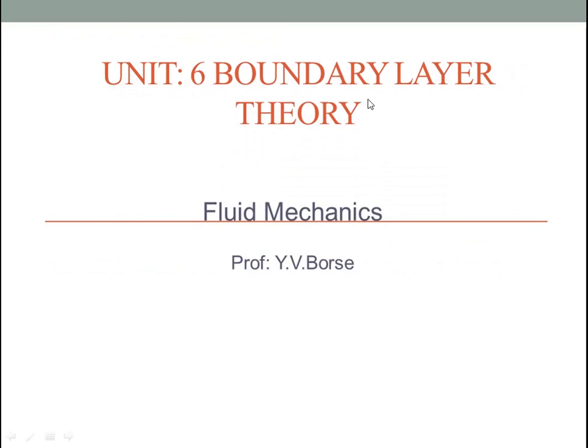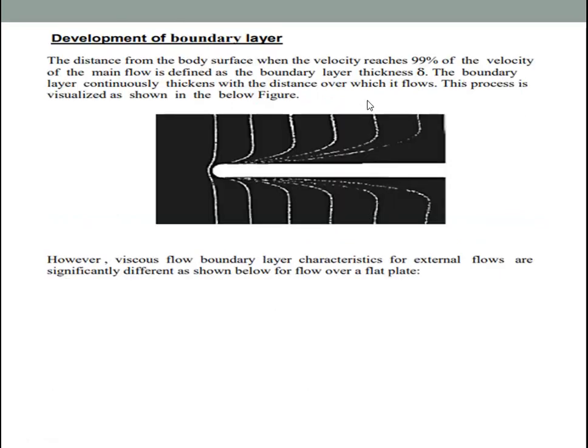Today we will study boundary layer theory and its concept. Development of the boundary layer: the distance from the body surface at which the velocity reaches 99% of the velocity of the main flow. This is where the main flow takes place and the boundary layer is developed.